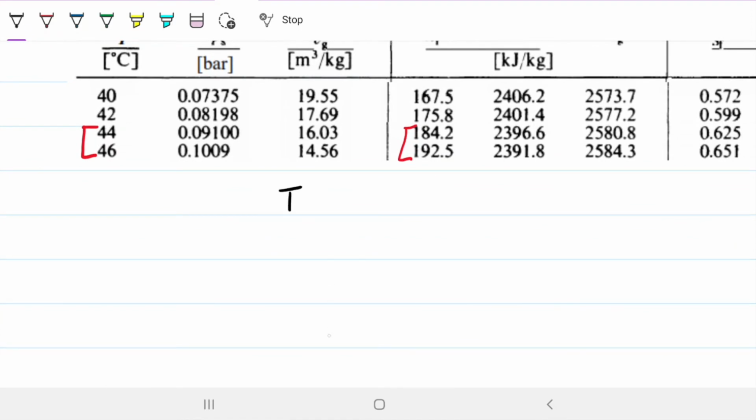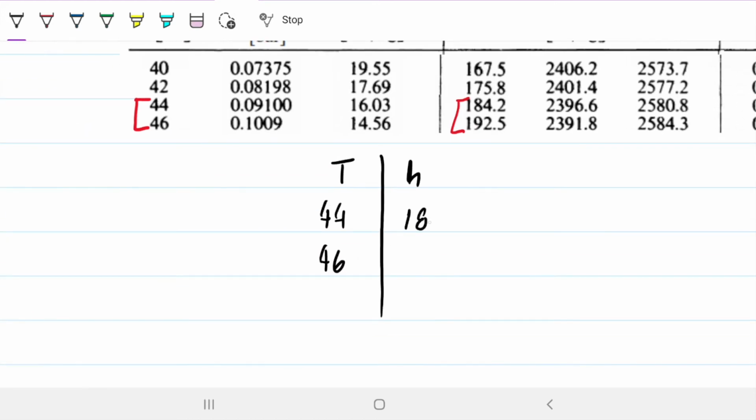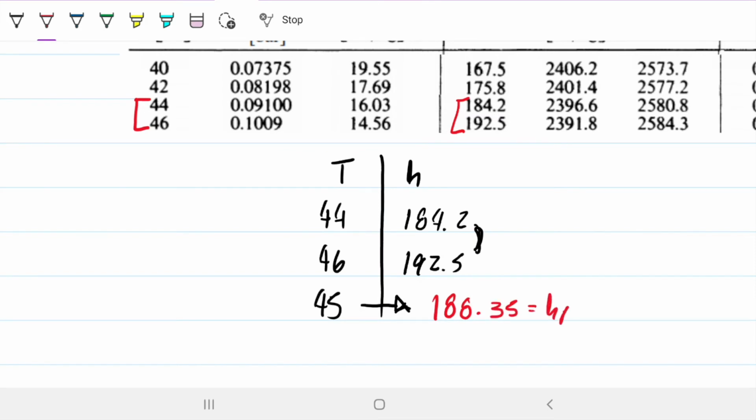So I have my temperature and my enthalpy, 44, 46, 184.2, 192.5. If you have trouble with this, there are videos teaching how to do this. You're welcome to grab them. But in this case, it's particularly easy because it's going to be the midpoint between these two values, right? You can just sum them and divide by 2 if you don't want to interpolate the old-fashioned way. So 188.35 is my HF, which is approximately equal to my H4.